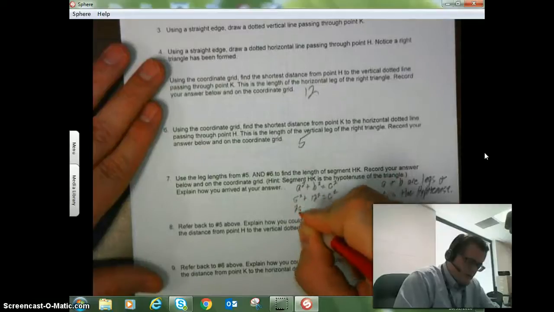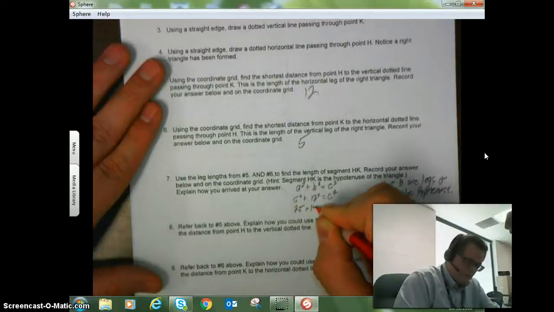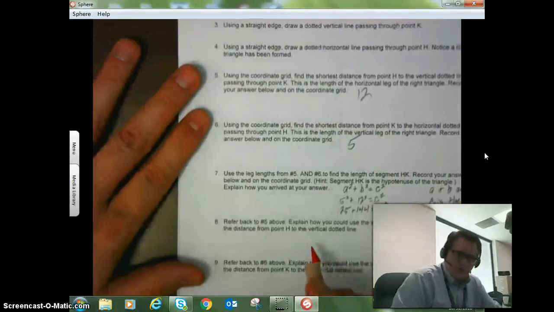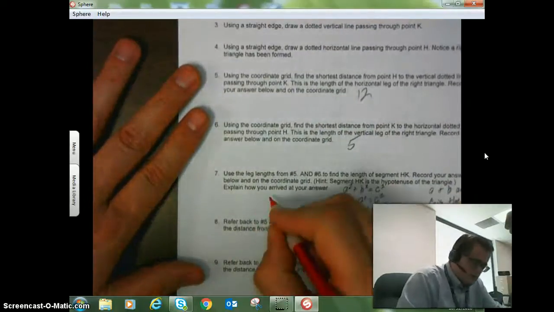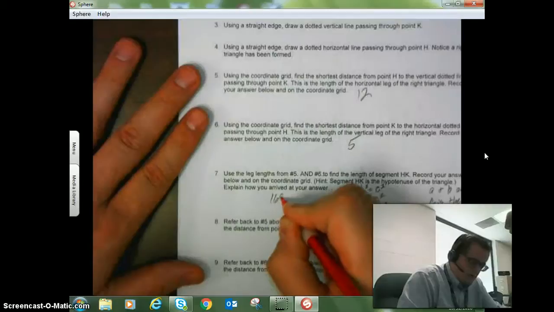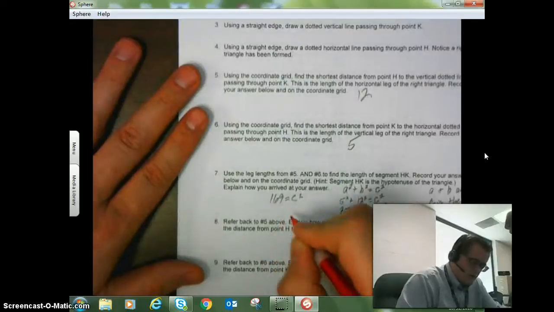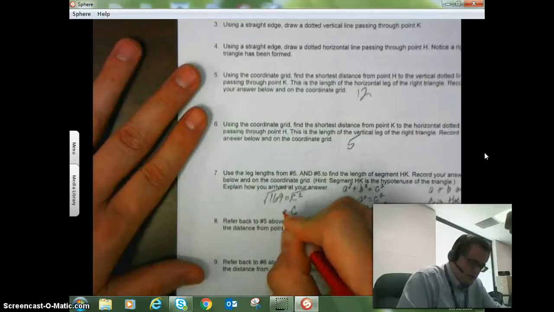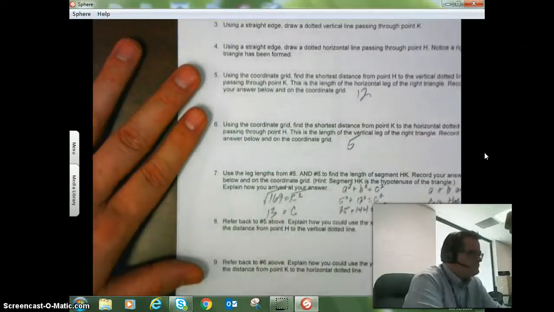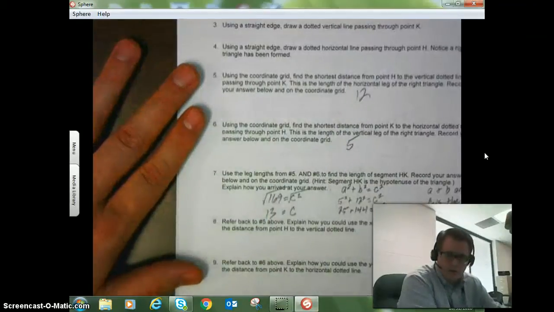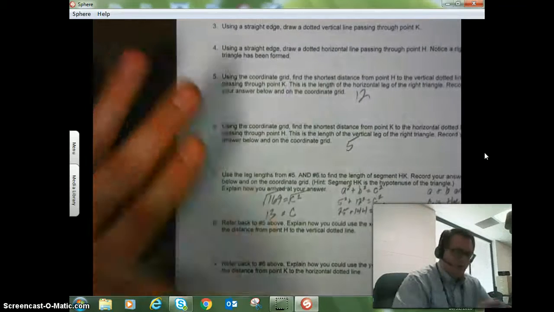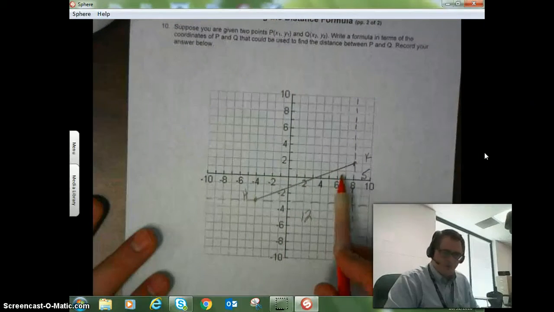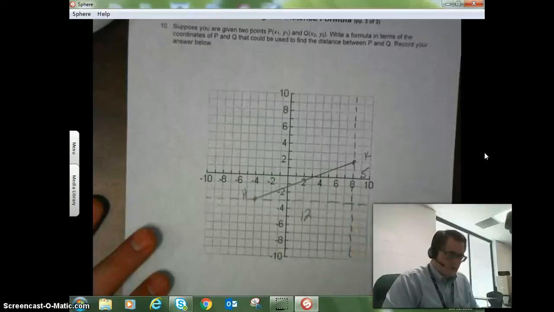So I get 25 plus 144. And I'm going to come to the left here. So that's going to give me 169 is equal to c squared. So when I take the square root of both sides, I get c equals 13. So we're just using the Pythagorean theorem to show that the hypotenuse of this right triangle is 13 units long.